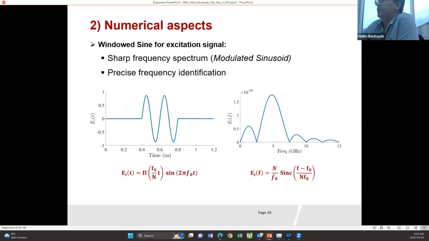So let's start with the numerical aspect. We consider a windowed sine for the excitation signal, as you see here. Of course, we cannot consider a sinusoid with infinite time. This cannot be simulated, so we have to make it finite. At the same time, using a pulse like this will give us, in the frequency domain, a very well-defined frequency, as you can see here. This is useful if there is a Doppler effect, because we will see the frequency change based on that. So this is the excitation signal that is going to be used.